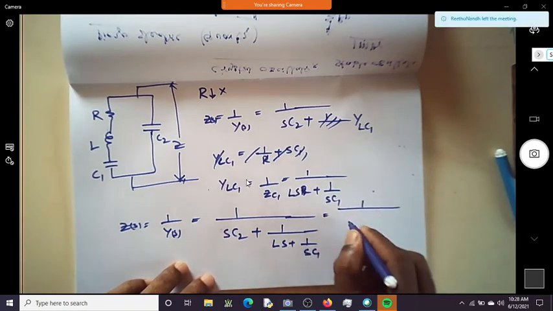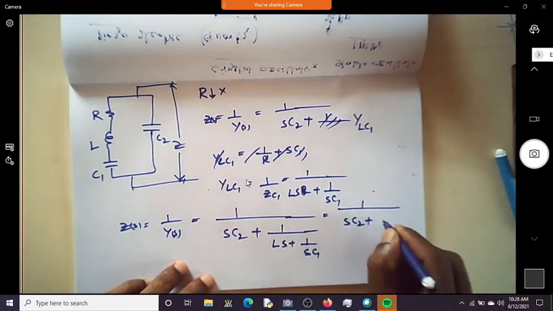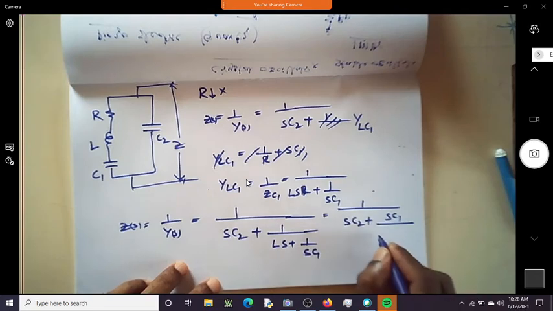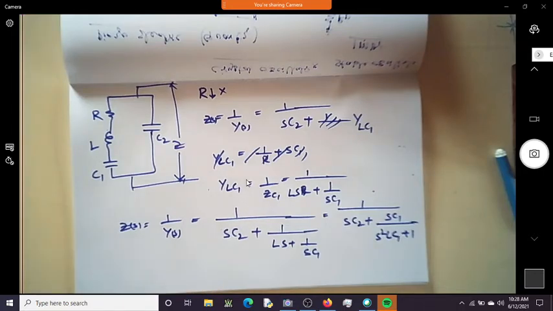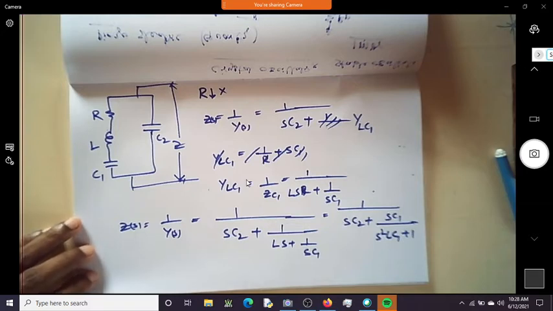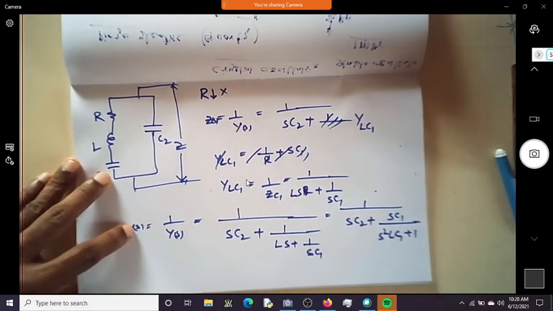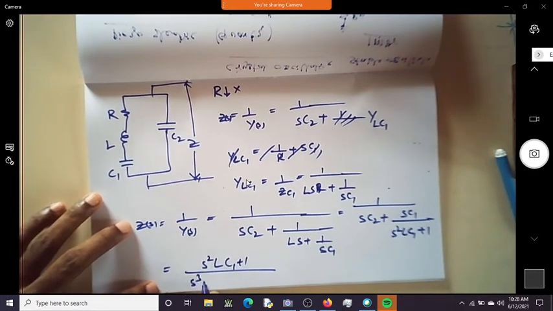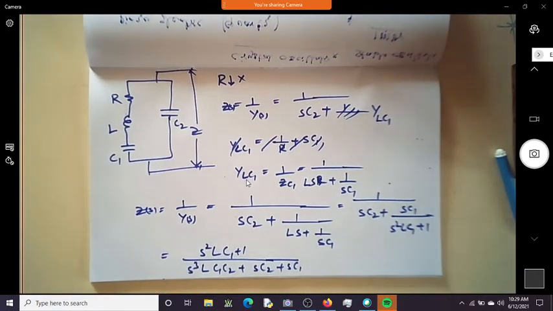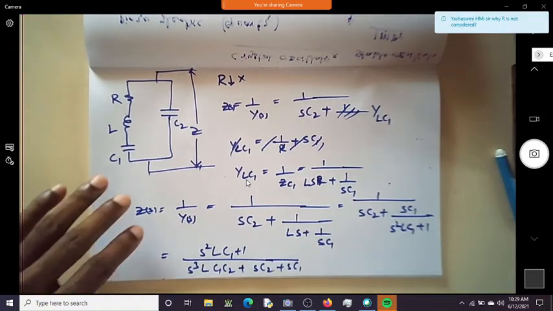So shall we simplify this? It is 1 over SC2 plus SC1 by S square LC1 plus 1. Sir, can I write it so? Yes. Is that fine? Yes, sir. Okay, what is the next step? Can I write it as, I'll take the LCM there, by S cube LC1C2 plus SC2 plus SC1? Yes, sir. Can you write that? Yes, sir.